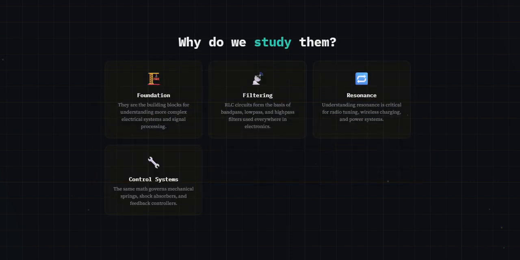So why do we study second-order RLC circuits? First, they are foundational. They teach the core math and intuition needed for more complex systems. Second, they explain filtering. Every bandpass, low-pass, and high-pass filter builds on RLC behavior. Third, resonance. Understanding it is essential for radio, wireless charging, and power systems. And fourth, control systems. The same differential equation describes mechanical springs, shock absorbers, and feedback loops.